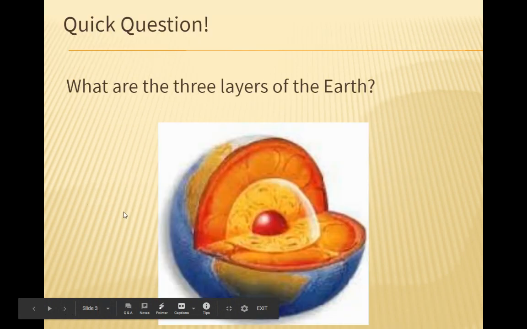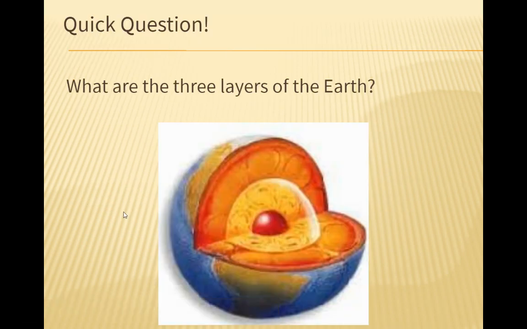So on the same sheet, you answered the do now. Pause this video and take a moment to answer: what do you think the three layers of the Earth are? So what is this red dot? What is this yellow area? What is this orange area? What is this little thin brown area called?